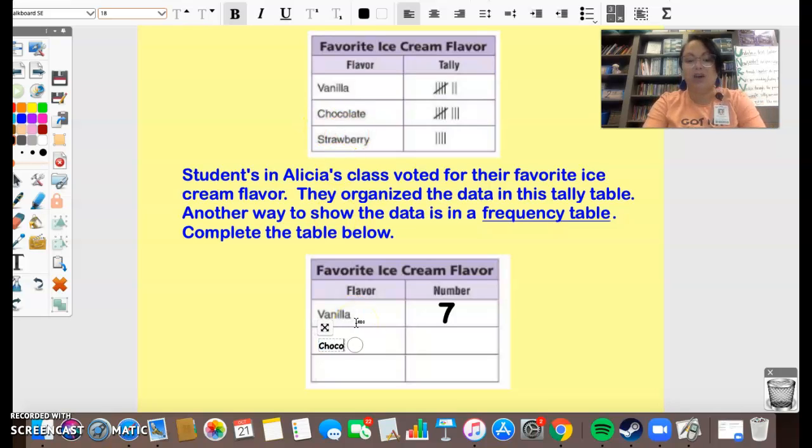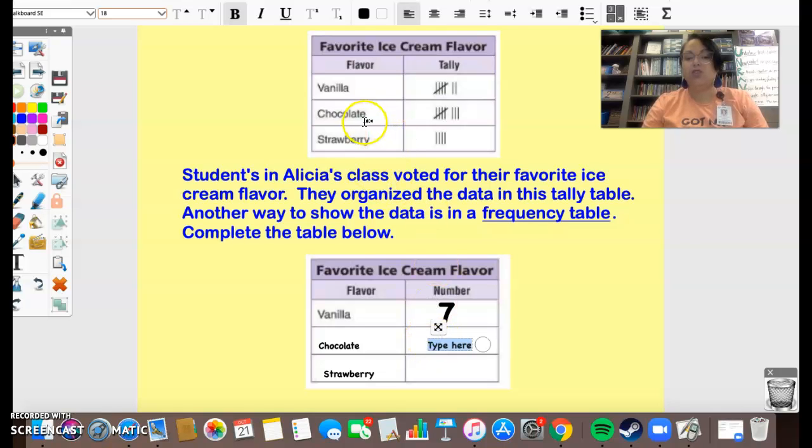So we're just copying that part of the table. Okay, in fact, I'm going to go ahead and do strawberry while I'm doing that part, okay? So it should be exactly the same. Vanilla, chocolate, strawberry, vanilla, chocolate, strawberry. All right, let's fill out the number. My number here is going to be a lot smaller, and that's okay.